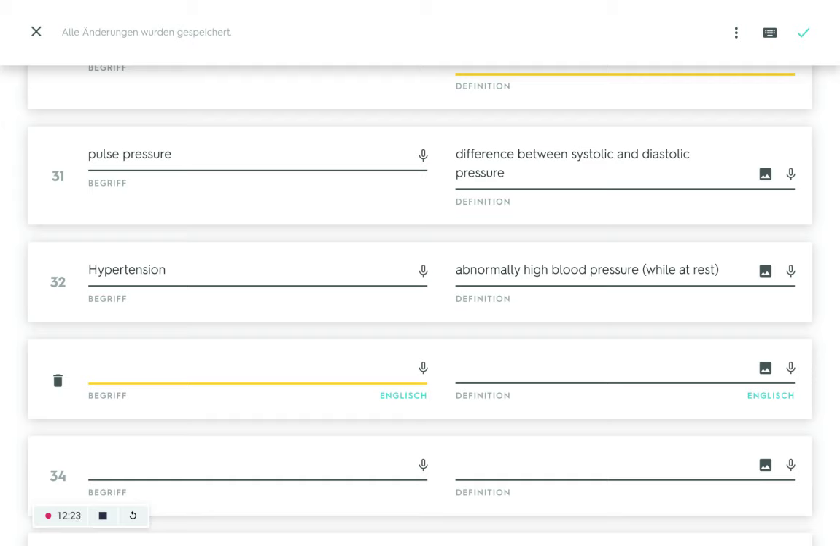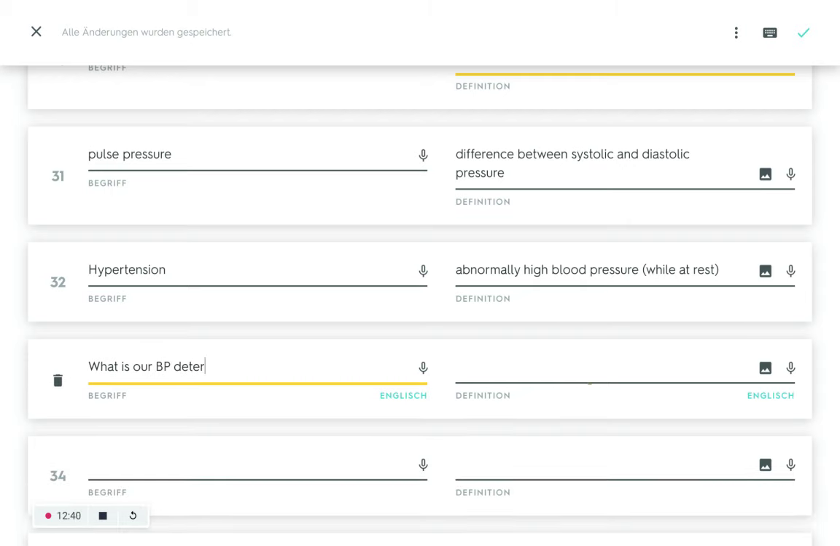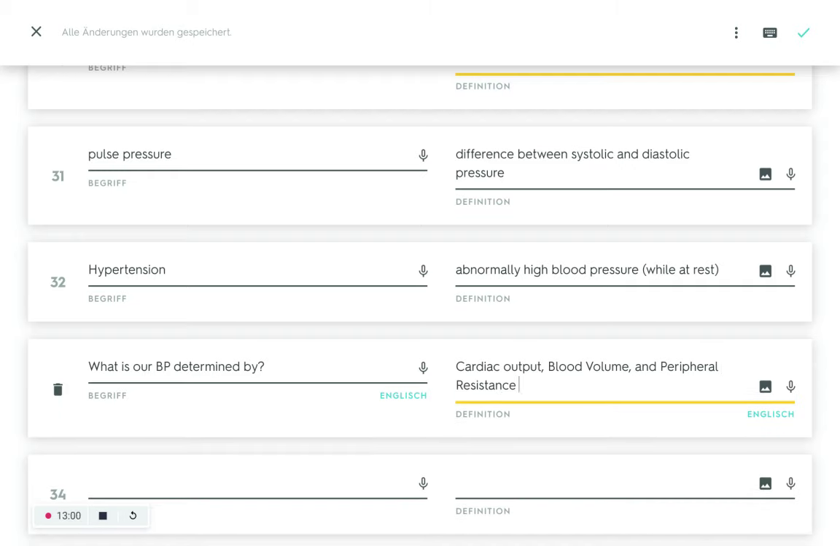We should also know our blood pressure is determined by cardiac output, blood volume, and peripheral resistance. Okay. So I'm going to put here, what is our blood pressure determined by? And I'm going to put here cardiac output, comma, blood volume, comma, and peripheral resistance. There you go.